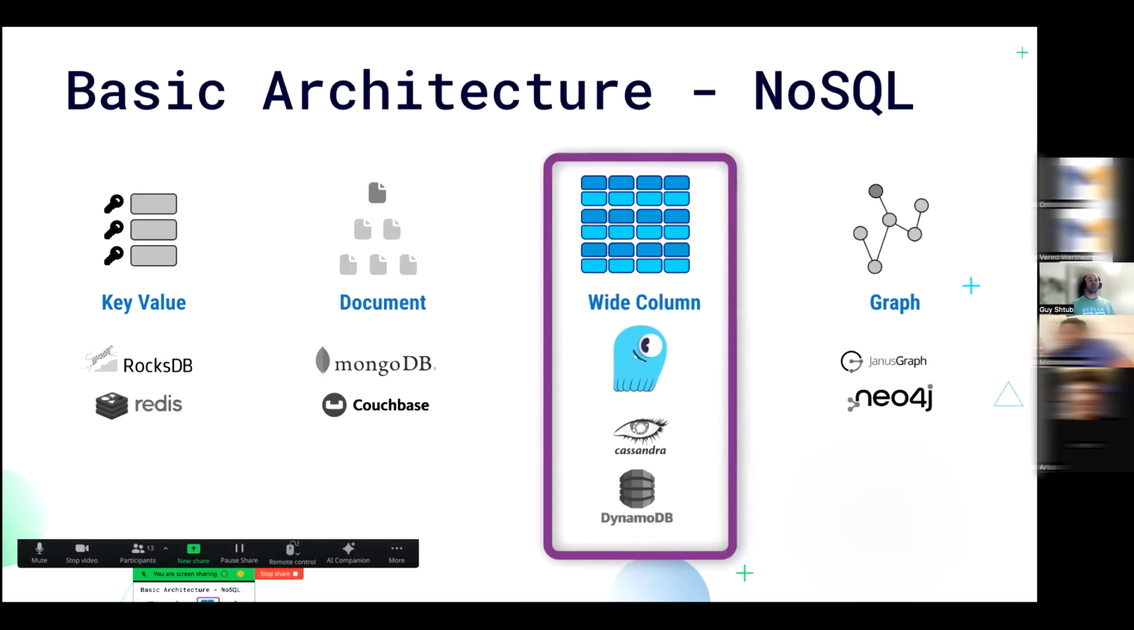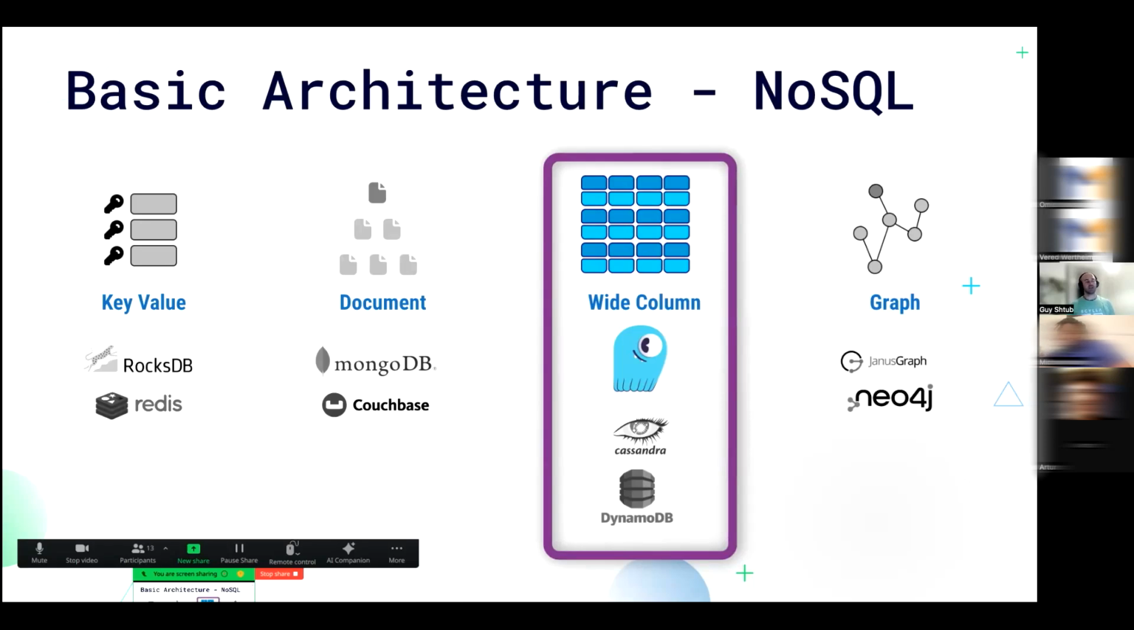Next, we have wide column databases, and this is where I'm going to focus today. Some famous examples are Apache Cassandra, Amazon DynamoDB, and also ScyllaDB. Wide columns, you can think about them as tables with rows and columns, and you can do different operations. The schema is more flexible than in SQL databases.